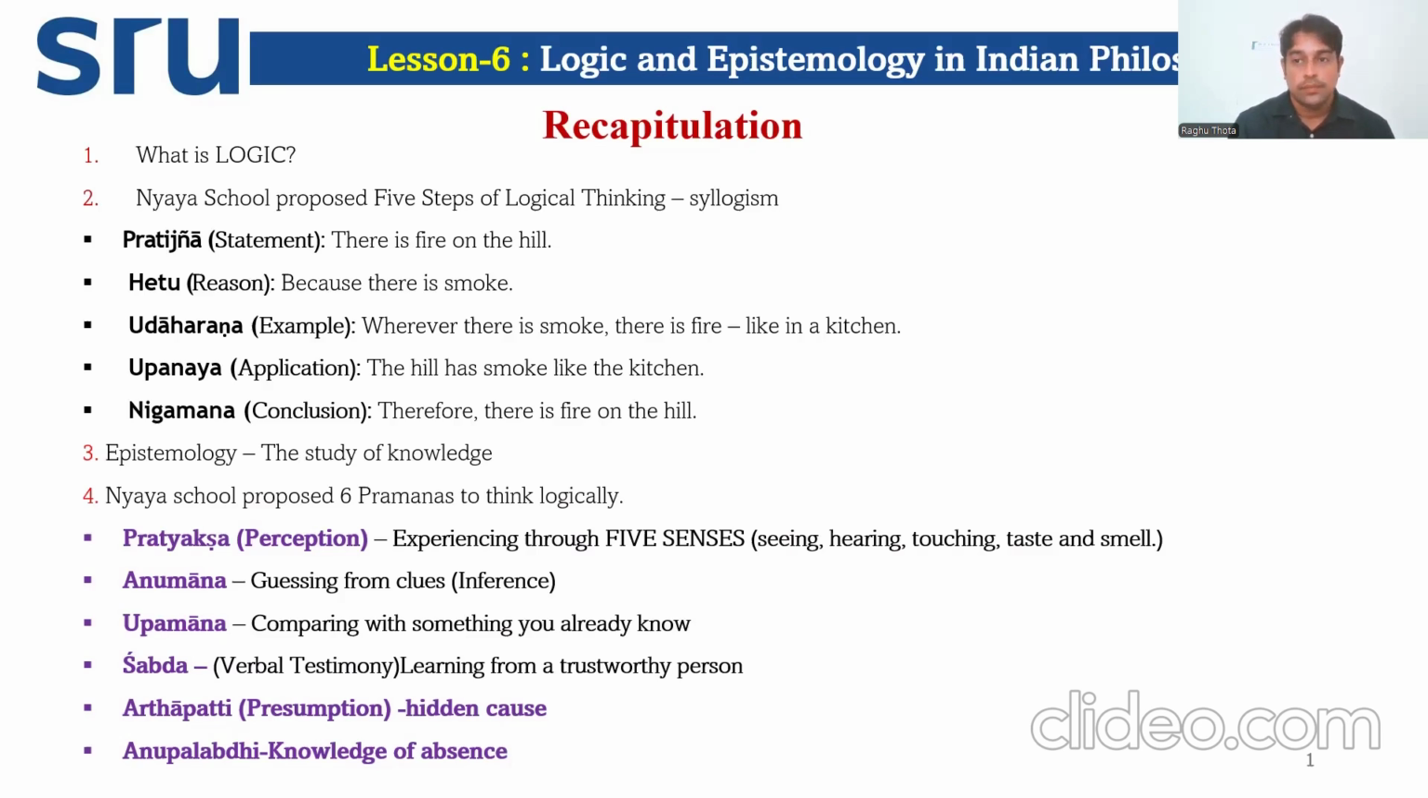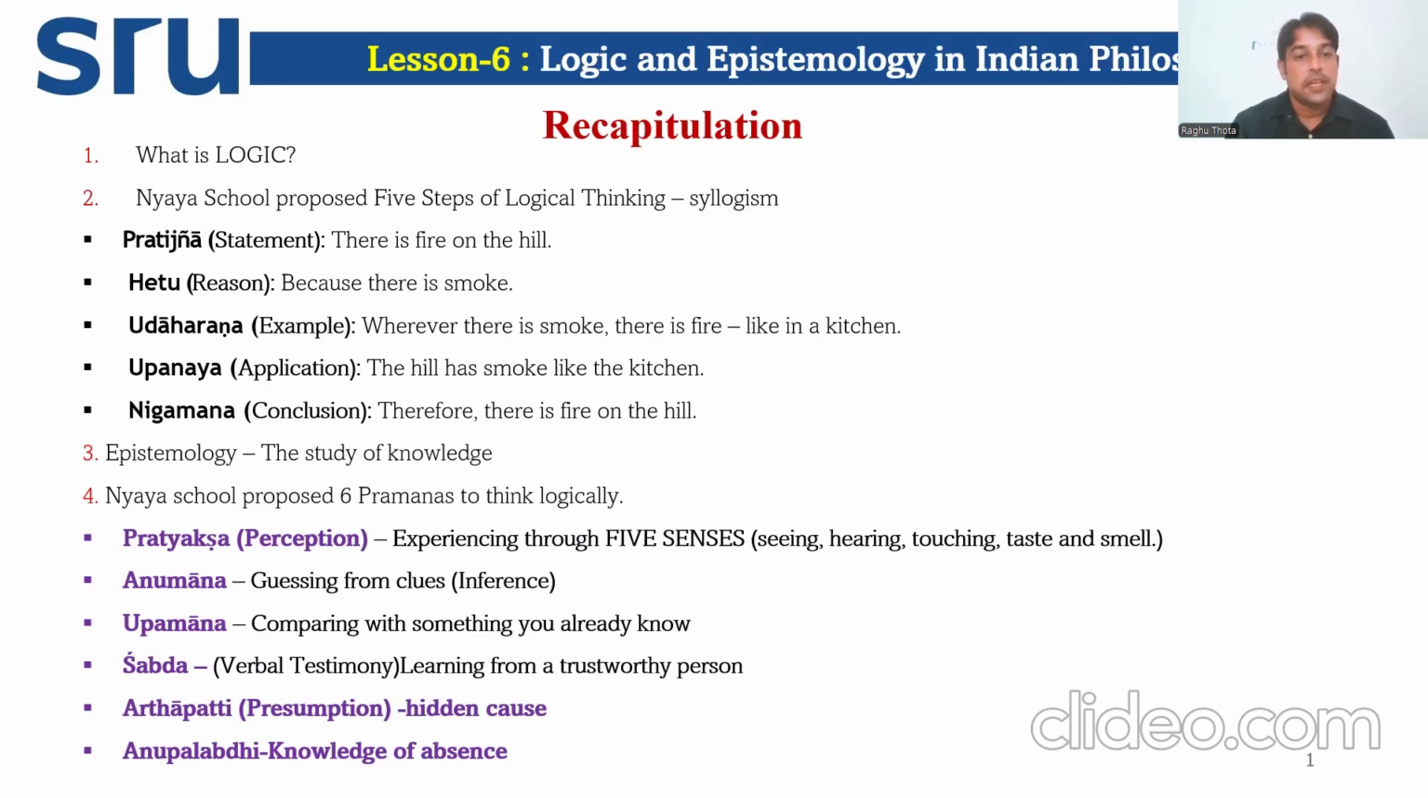And udaharana. After you identify the clue, you will pick up some example for that. What is the purpose of the example? To defend your point of view, to defend your reason or clue. Yes, there is a smoke. How do you know that? What is the relationship between smoke and fire? In my observation in daily life, while I was working in the kitchen, there is a fire, so there is a smoke. In such a way, wherever there is a fire, there is a possibility of smoke.